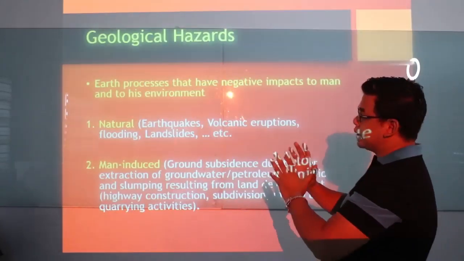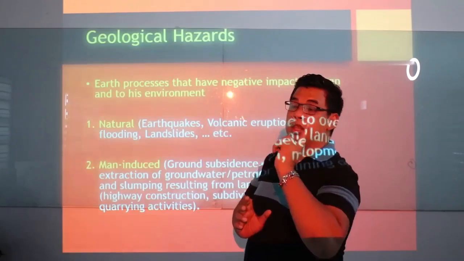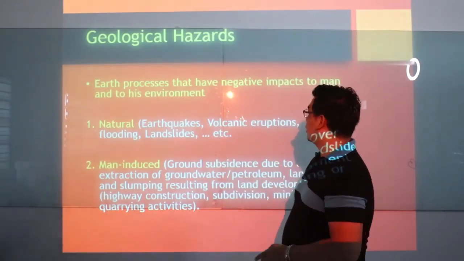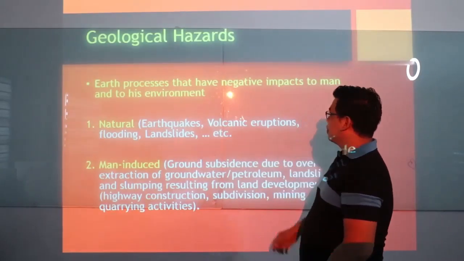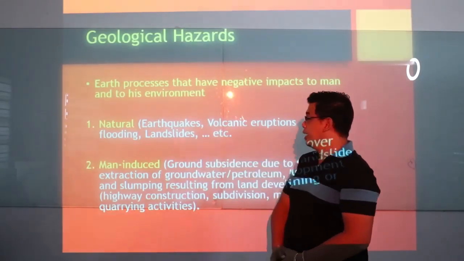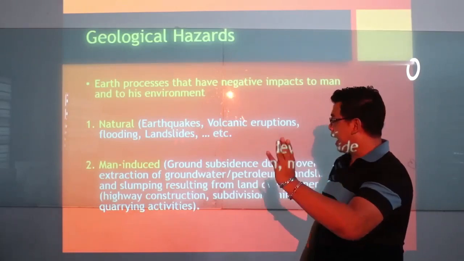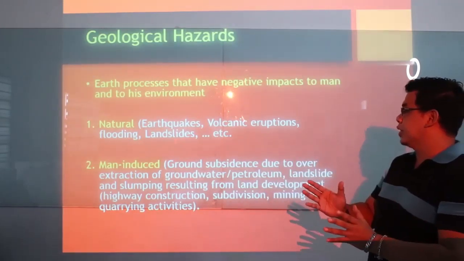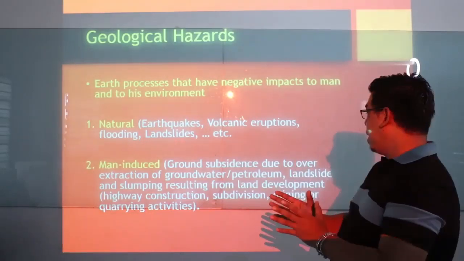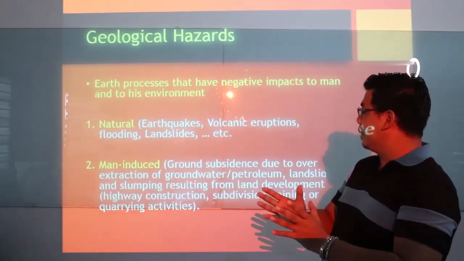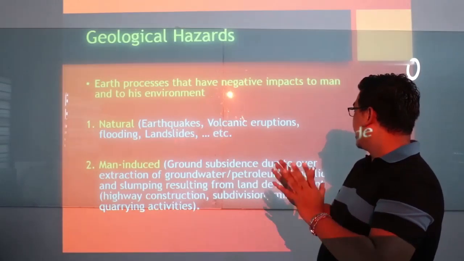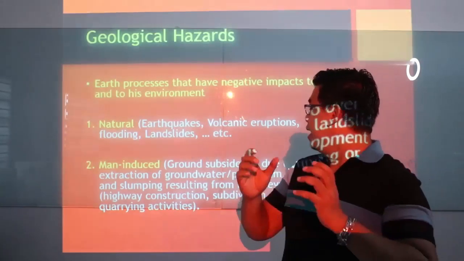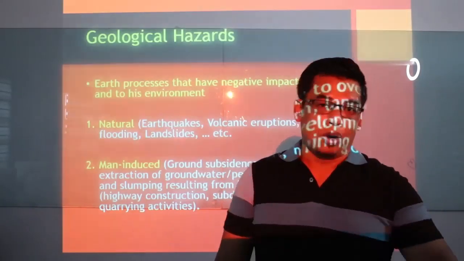Now, we have 2 types of geological hazard. Number 1 is what we call the natural hazards. This pertains to earthquakes, volcanic eruptions, flooding, landslides. And for human-induced or man-induced, it can be ground subsidence from over-extraction of groundwater or petroleum, landslide stopping, and also resulting from land development, highway and subdivision construction, mining, and especially illegal quarrying.